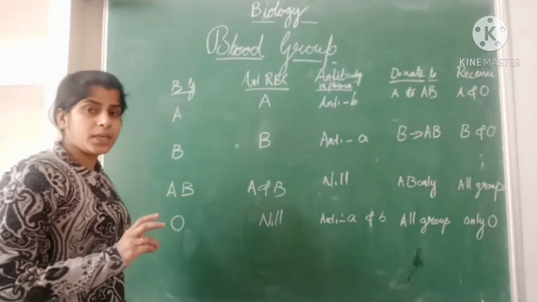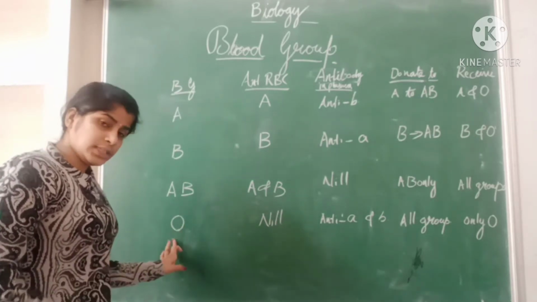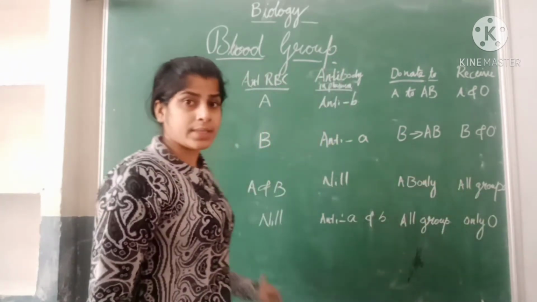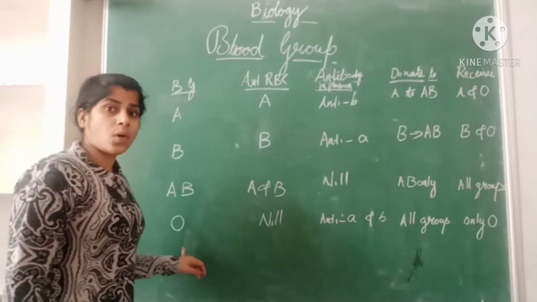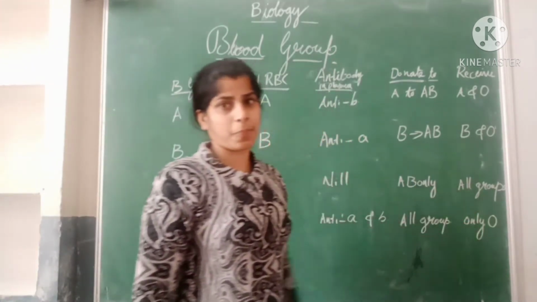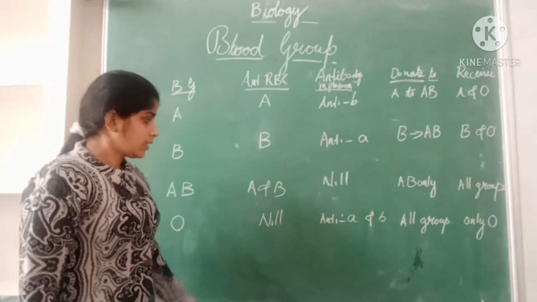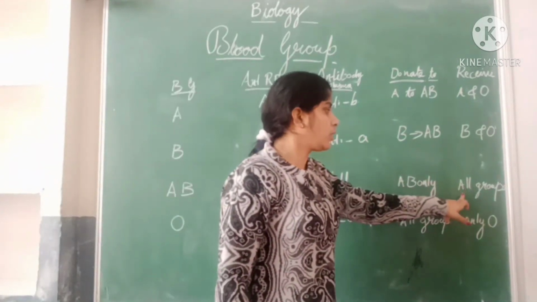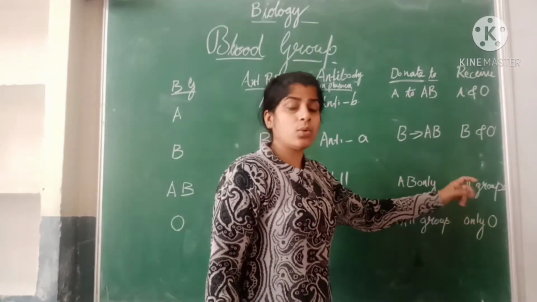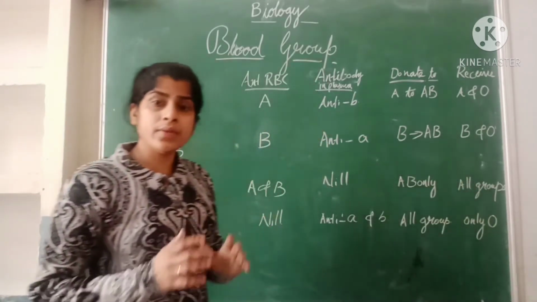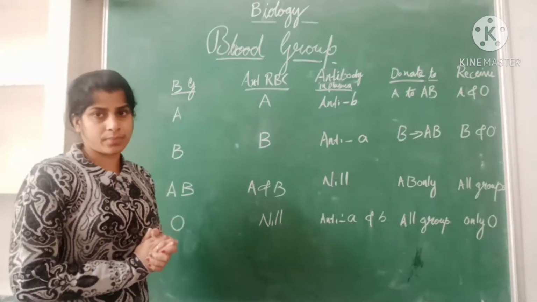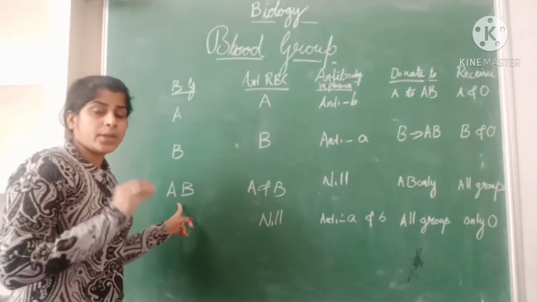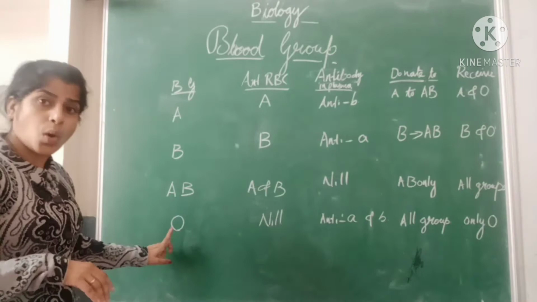In the case of the O group, it can receive only O group blood. Is it clear? Yes. So we can say that AB can receive all the groups. So this is called what? Universal receiver. The AB group is called the universal receiver.